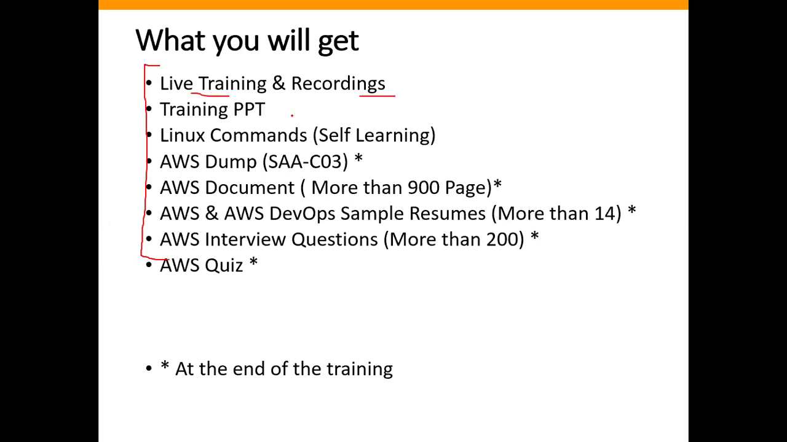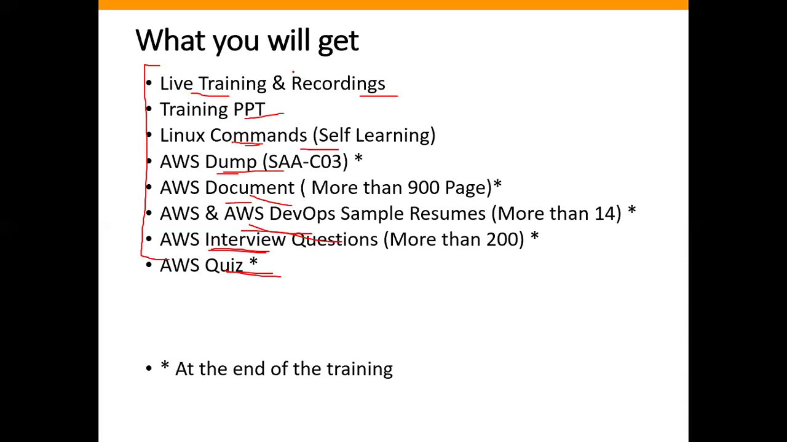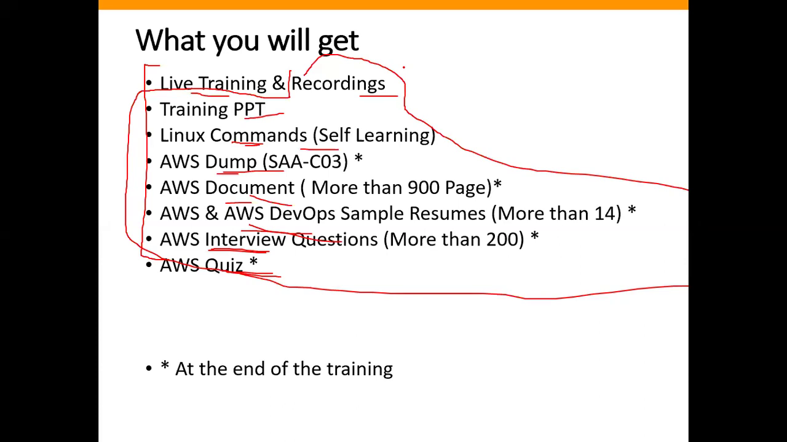If you need recordings, training PPTs, or anything, these are the things you will get from my side: interview questions, quiz, sample resumes, documents, dumps. Linux commands, we are learning some basics, but if you want all the Linux commands, you need to pay 2,950 INR, 35 US dollars. You will get all these things in this amount. No charges to attend live training.